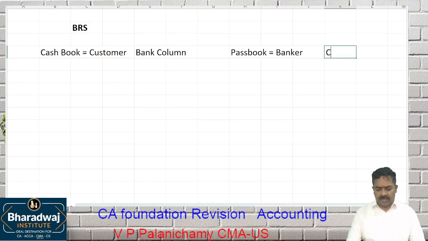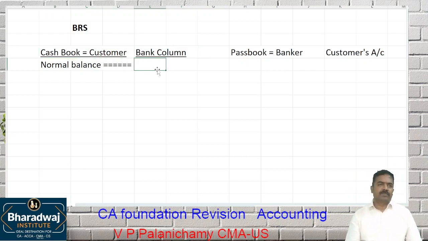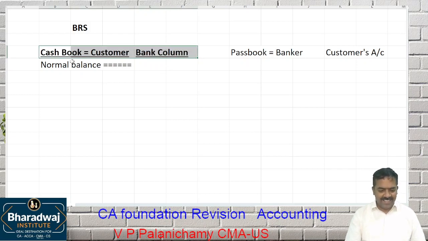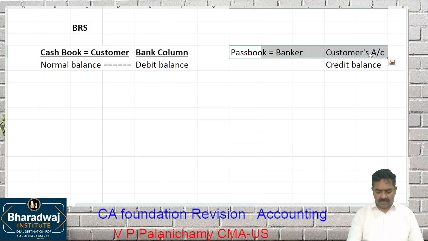Okay, banker maintains customer's account. Okay, what is a normal balance? As per the cash book, bank column, we maintain cash column, bank column. The bank column, what is the meaning of normal balance? In the customer's books, what balance will be there? Debit balance. In the banker's books, the customer account will have credit, the giver. So if he has given the money, it will have which balance? Credit balance, it will be there.